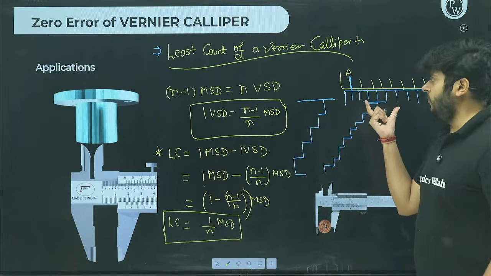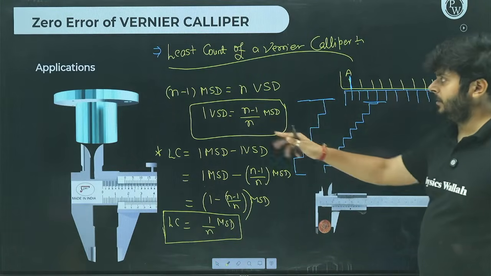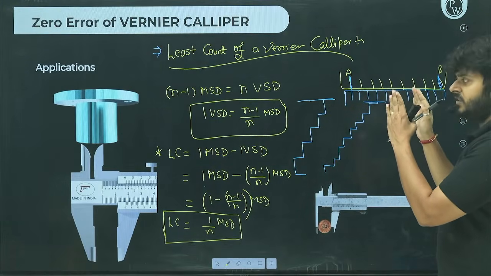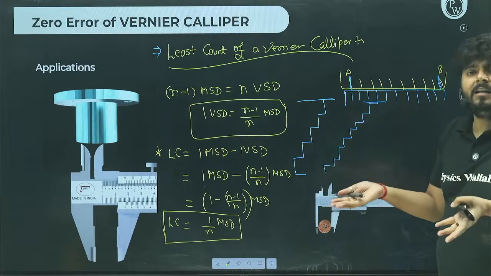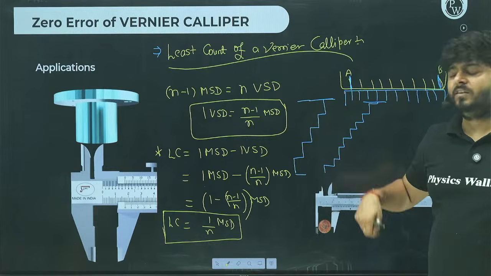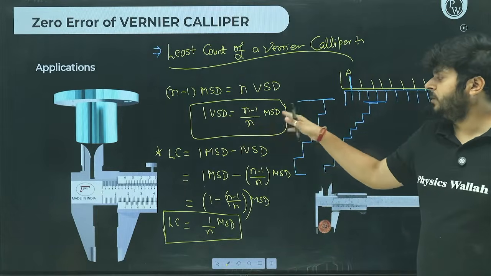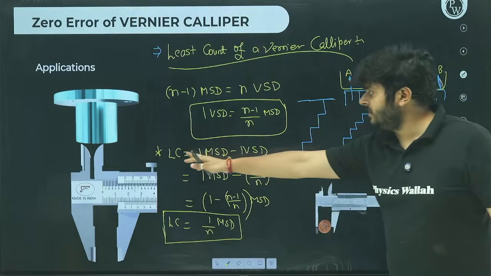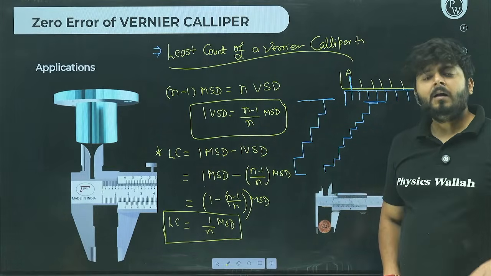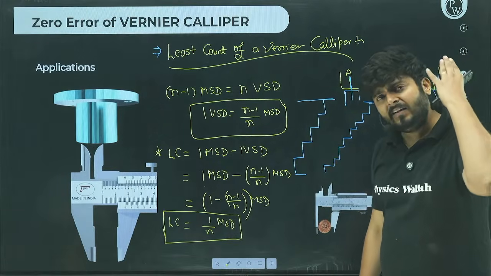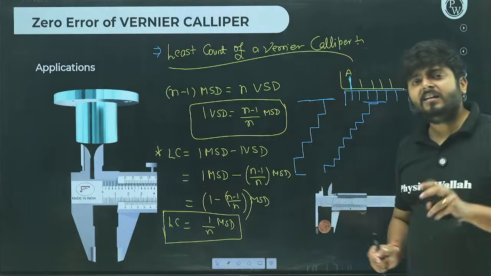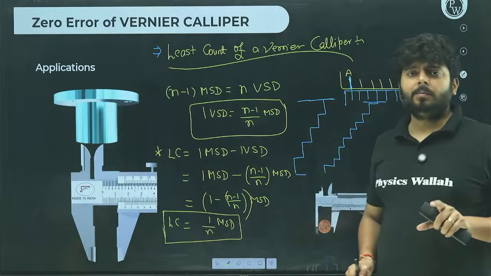If in a given Vernier caliper, n minus 1 main scale divisions are coinciding with n Vernier scale divisions, for example 9 main scale divisions coinciding with 10 Vernier scale divisions, then 1 Vernier scale division is equal to that many main scale divisions. So the least count is 1 main scale division minus 1 Vernier scale division, and you can calculate it like this. For any given Vernier caliper that is designed for you, you can calculate the least count for that specific Vernier caliper.